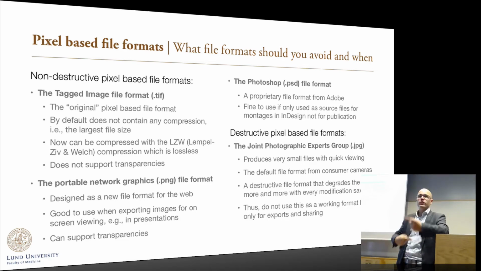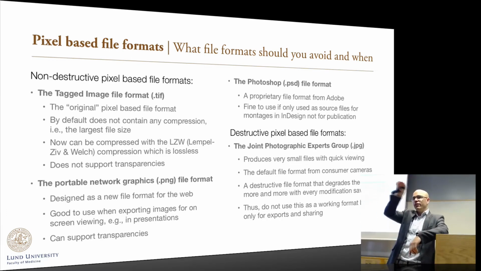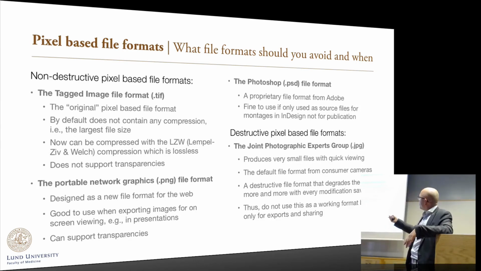So if you would open a JPEG file, do a small adjustment, save it in JPEG, open it again, make a small adjustment, the quality decreases with every save you do. So this is why JPEG is such a bad format for your original files, because with every save, this file becomes worse and worse. So this is why you want to look for these other formats when you work with a file.